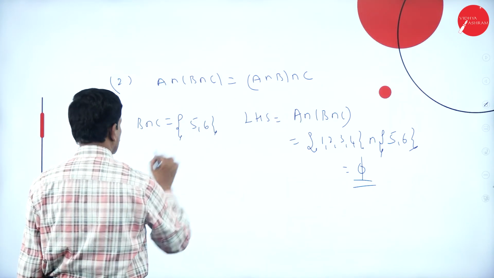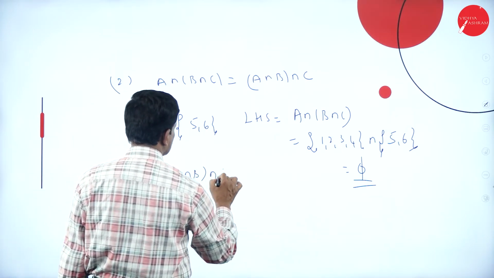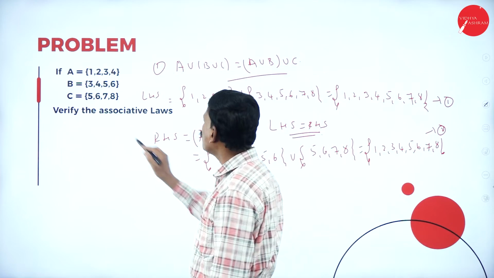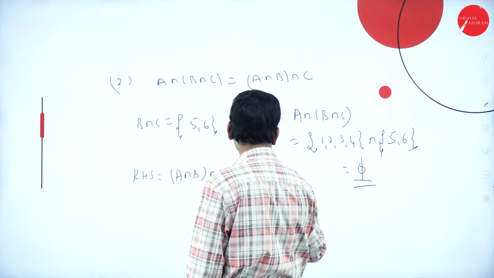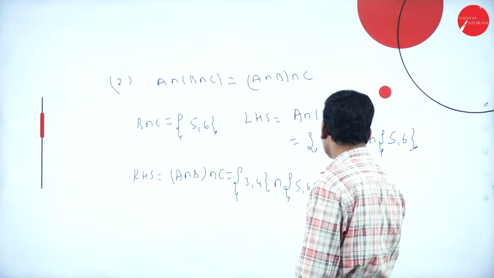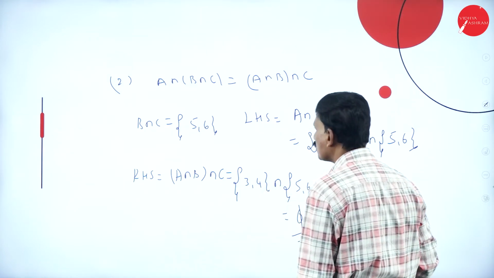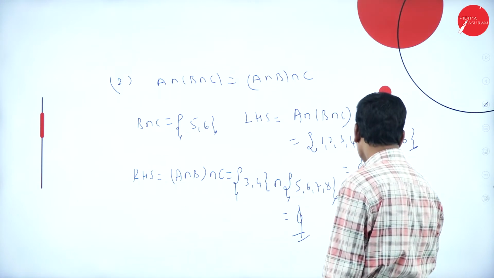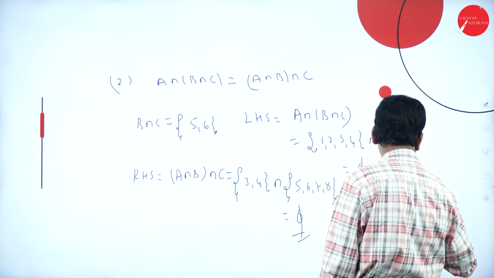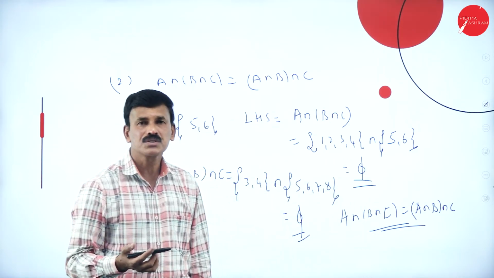Now, on the other hand, come to the right hand side. RHS is (A intersection B) intersection C. Now, A intersection B, the common elements in A and B, are 3 and 4. Intersection C. C contains 5, 6, 7, 8. Now, what are the common elements? This contains 3, 4. Here 3, 4 are not there. Again, this is a null set. Both are null sets. So, therefore, we can say A intersection (B intersection C) is also equal to (A intersection B) intersection C. This is how we are going to verify the associative laws.